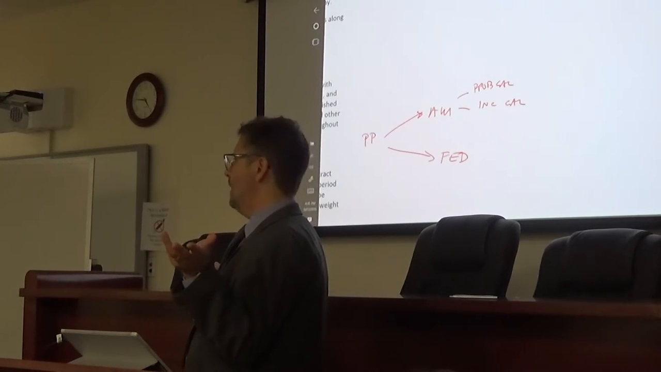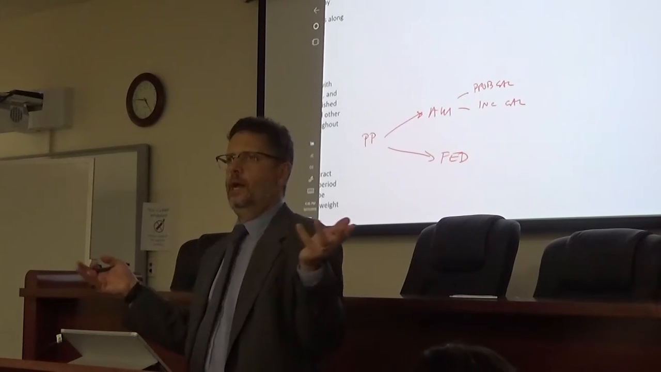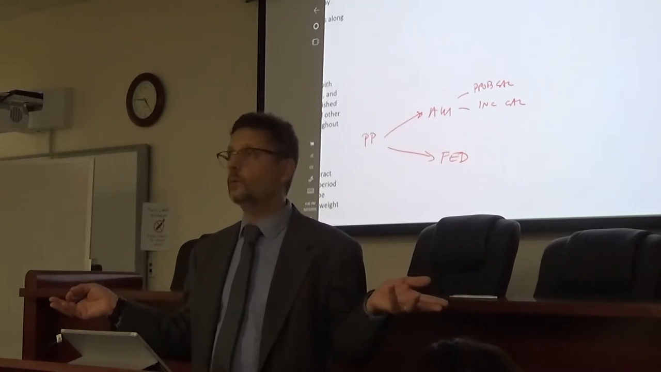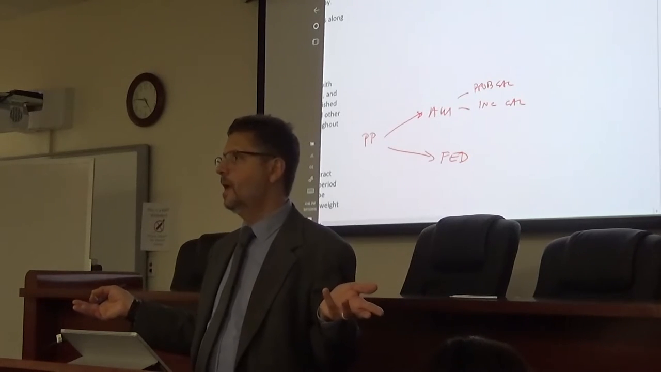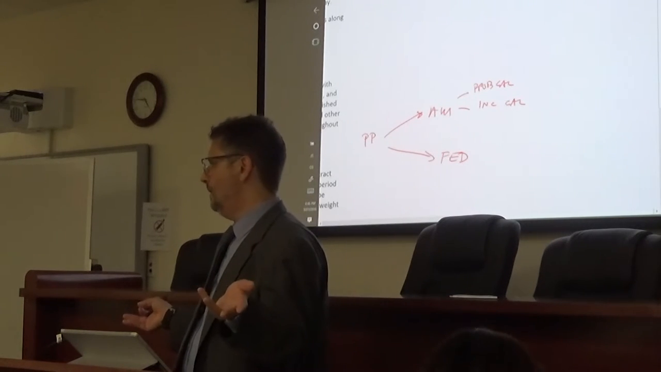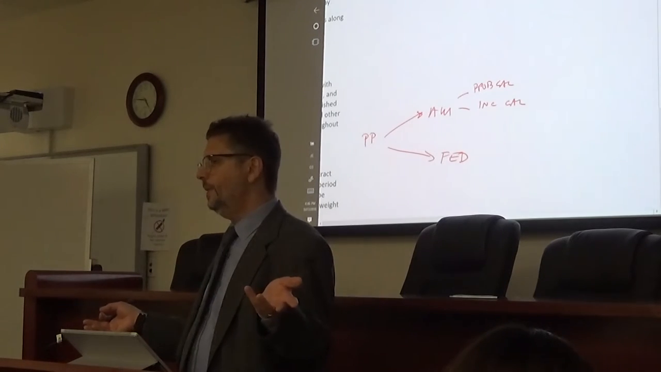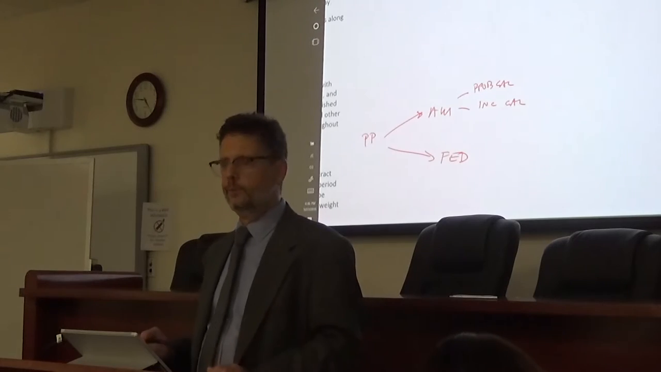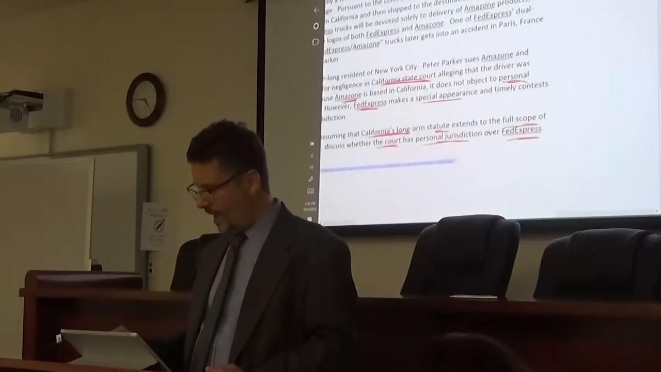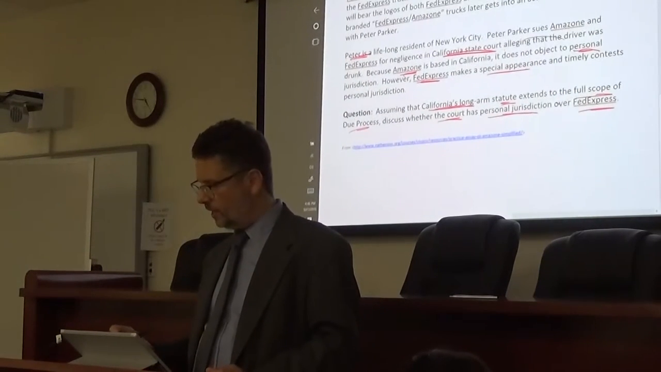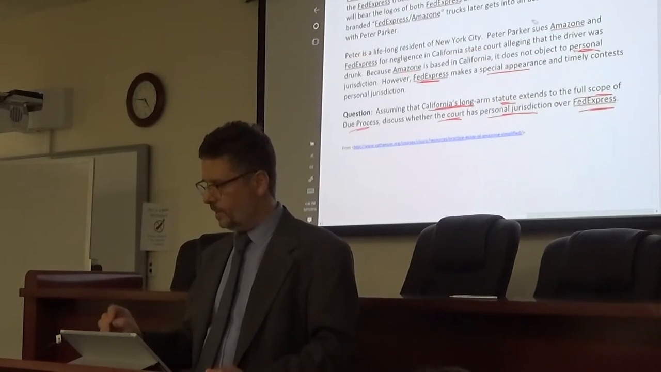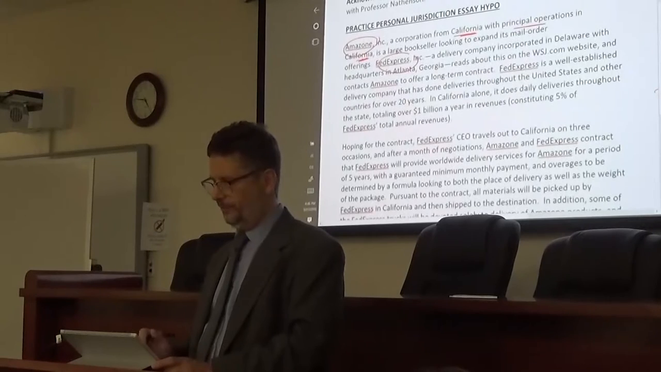Yes. Any kind, right? It doesn't matter where the injury happened or where the claim arose. In fact, it arose in France, right? As we'll see in a moment. We don't care that the injury and the accident was in France because Amazon is at home in California and is subject to general in personam jurisdiction. And that's why Amazon does not object to personal jurisdiction. All right, so now we go back to more of a fact pattern.